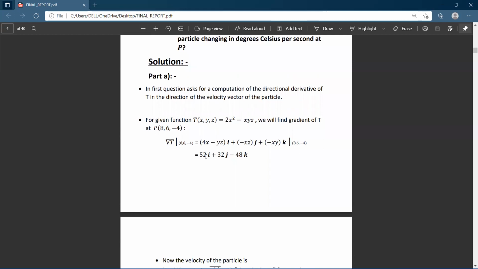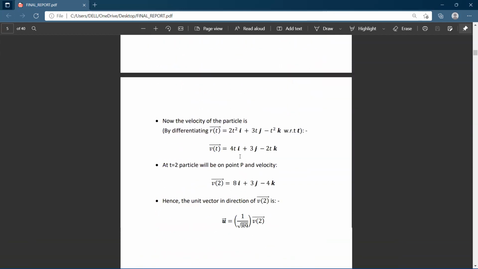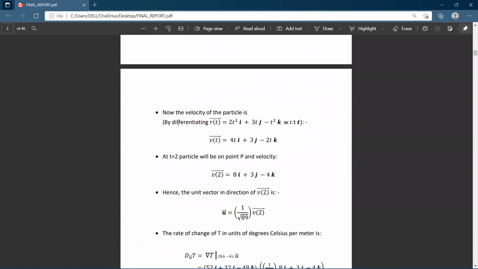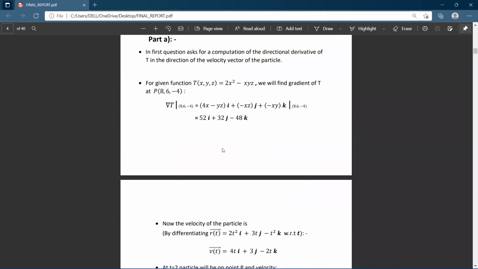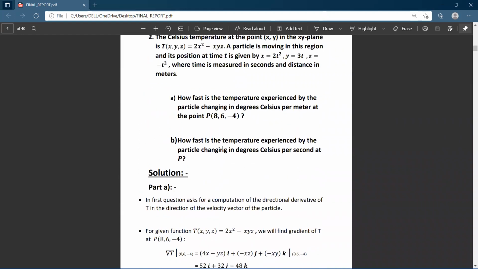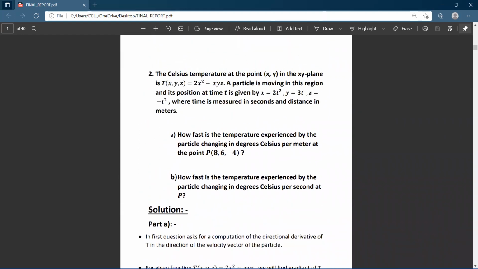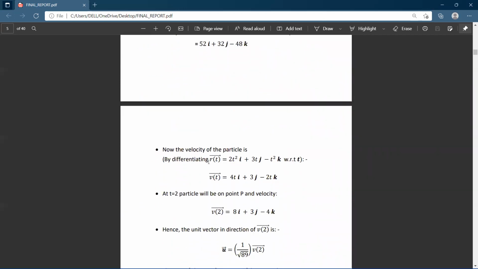So I get 52 i cap plus 32 j cap minus 48 k cap. Now velocity. Now we have to find the velocity vector. So here the position parametric equation is given: x is equal to 2t square, y is equal to 3t, and z is equal to minus t square. So that is the path of the particle.